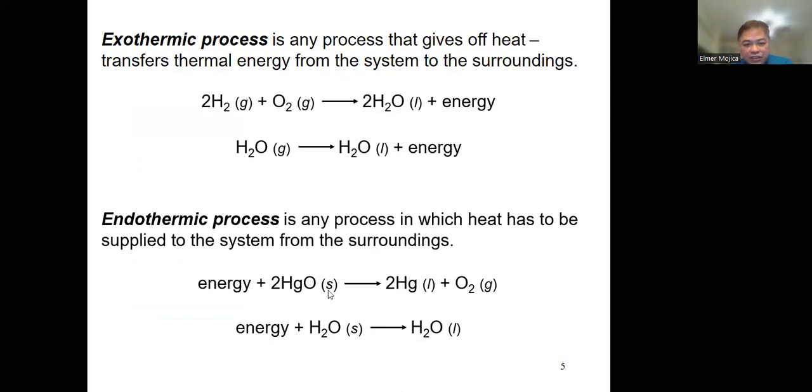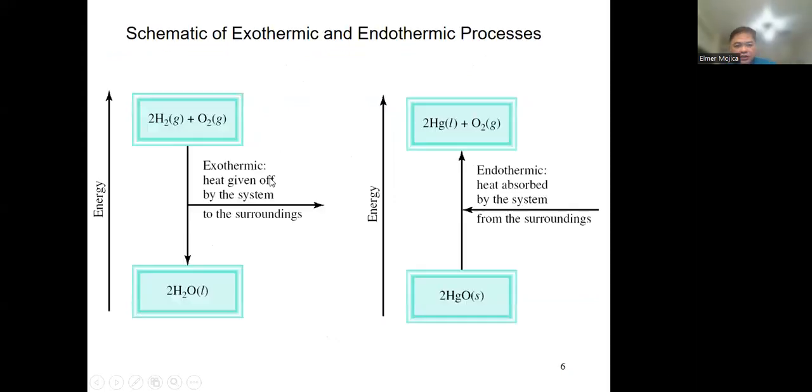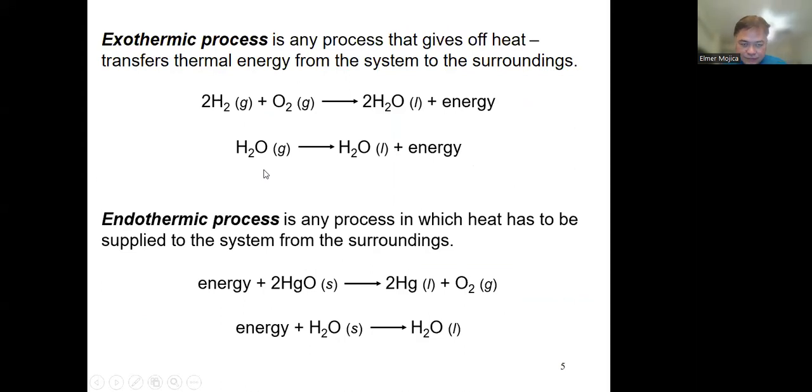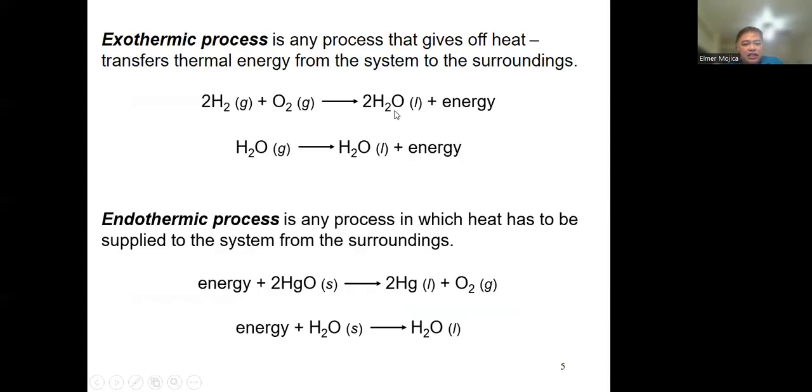Okay, so that's one thing that you need to know. Another way to do it is with the so-called delta H. When you're given an exothermic reaction, your delta H has a negative sign. If you're given an endothermic reaction, your delta H has a positive sign. So that's another way of knowing the difference between an endothermic and an exothermic reaction.